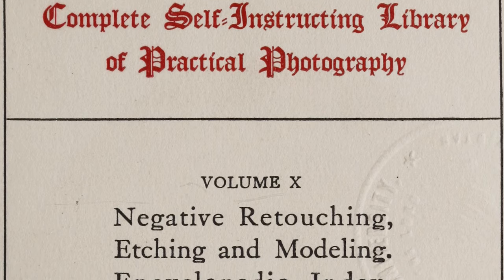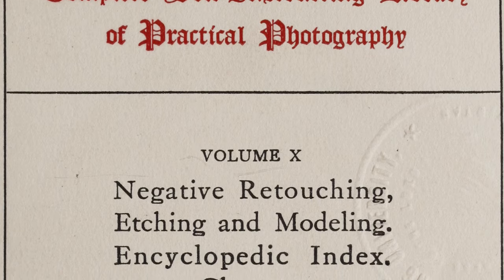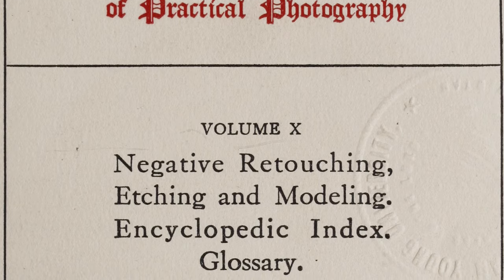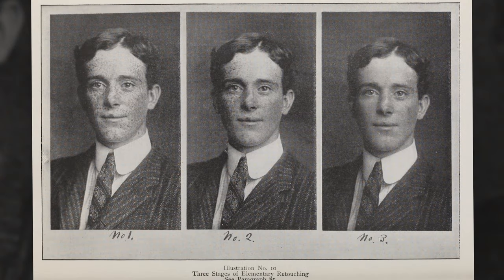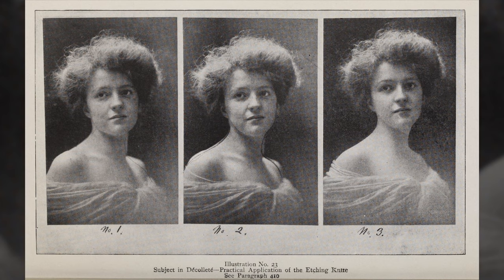And from here, we will look briefly at some examples that are shown within this photography book to showcase the ability of a retoucher. So we need to move on to breaking down our thumbnail, so this will be quick. Initially, we have the removal of freckles, blemishes, and making the skin cleaner, more vibrant, and correcting tints and shades. This is simply labeled as stages of elementary retouching. Next, we have the removal of this woman's shoulder and some minor retouching work, labeled as practical application of the etching knife.